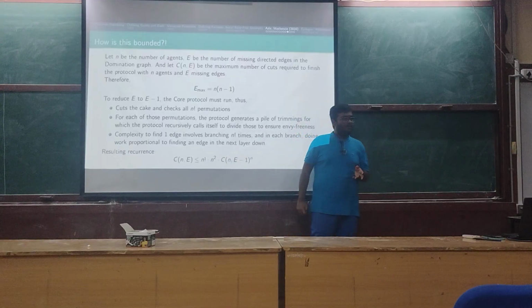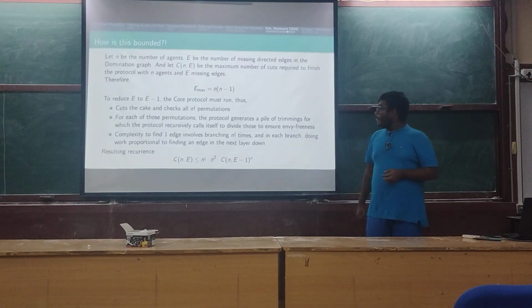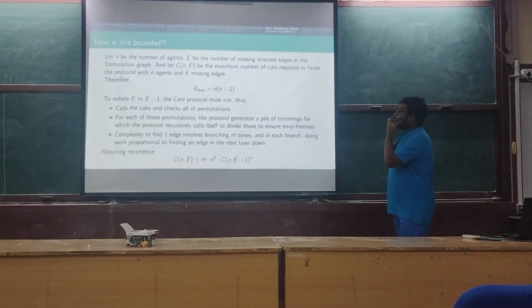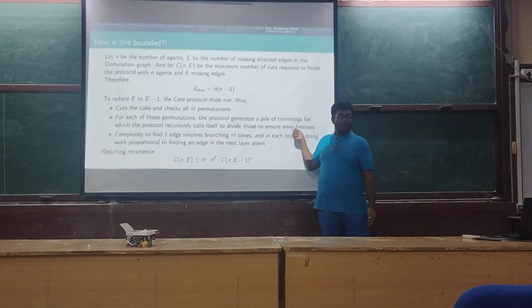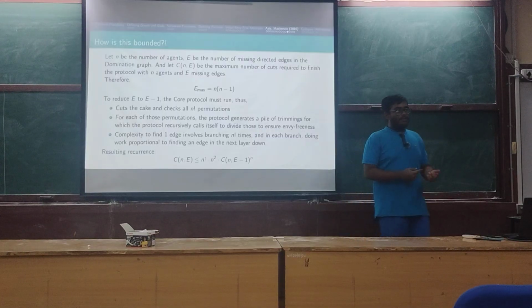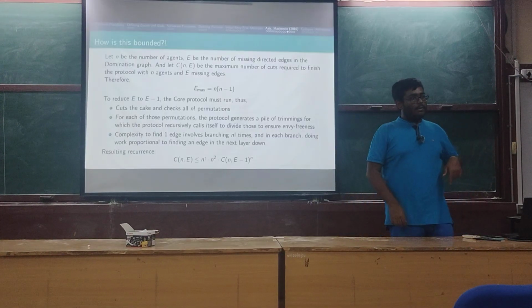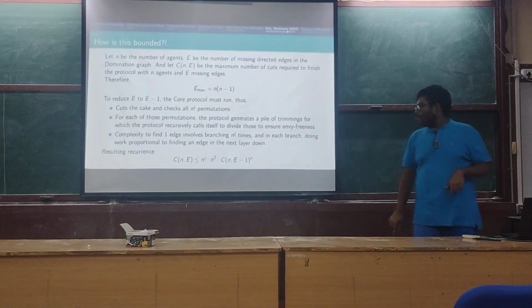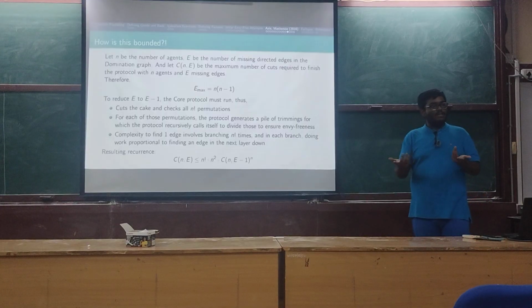What you want to ask something? What is n squared? N squared. Oh, this is the generation of trimmings. Every time you generate a trimming, you will need to evaluate for n people, no? So technically it should be n choose 2, but I just write that as n squared.